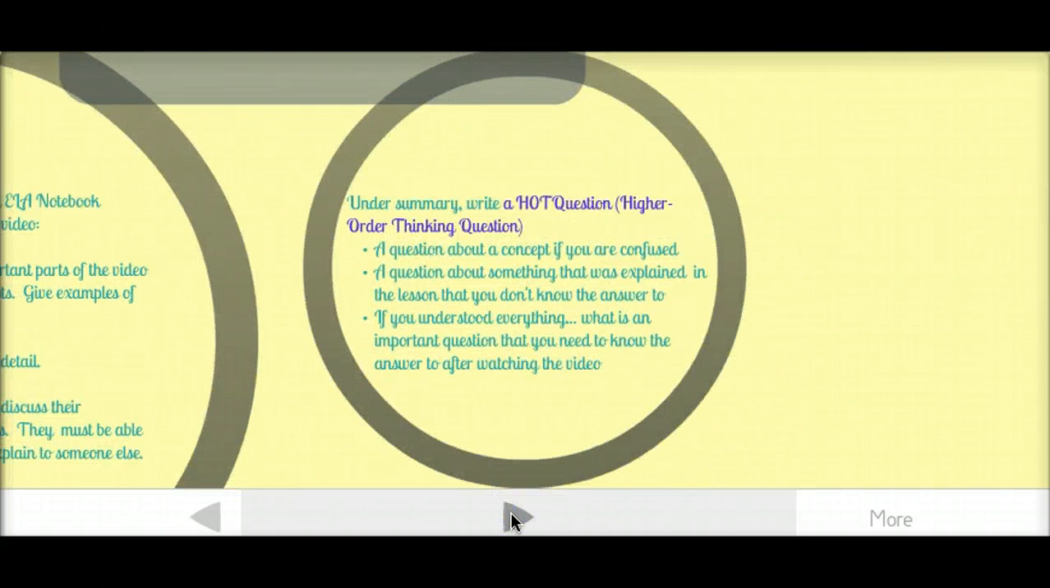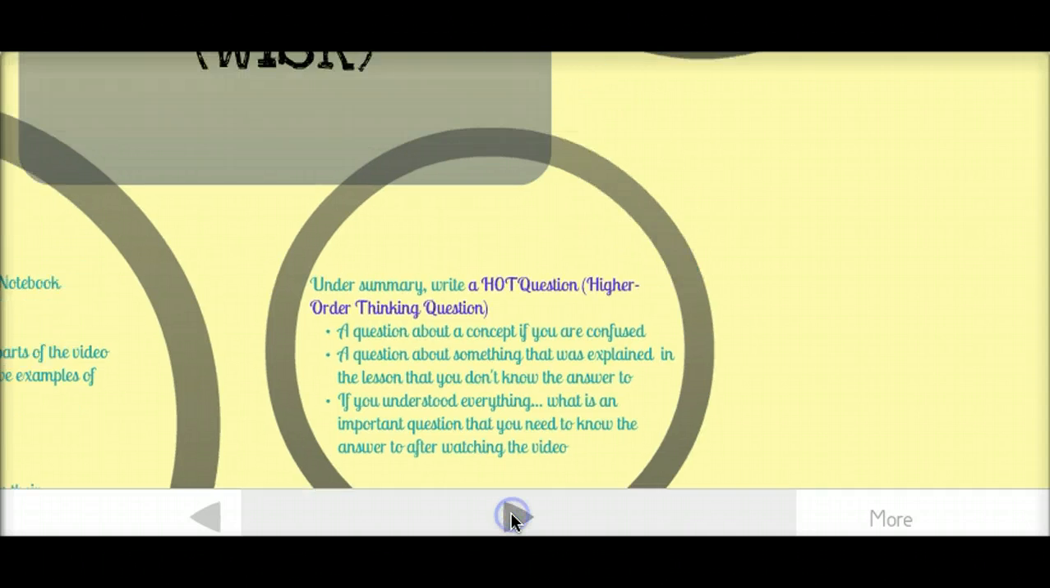The last piece of the whisk is, under your summary, you are to write a hot question, a higher order thinking question. It can be a question about a concept if you are confused, a question about something that was explained in the lesson that you don't know the answer to. If you understood everything, what is an important question that you would need to know the answer to after watching the video? Those are all examples of types of questions you could ask.